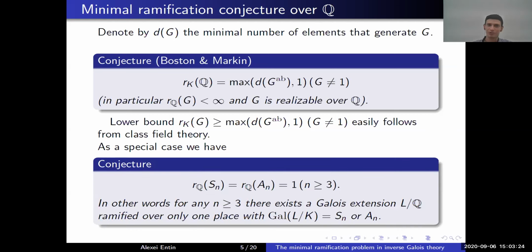Okay, so in particular, in the case of the symmetric and alternating groups, this predicts that there's a realization with a single ramified place for n at least 3, and even this case is still wide open. The inverse Galois problem was solved for these groups in the 19th century, but if we add the minimal ramification condition, it's still open.